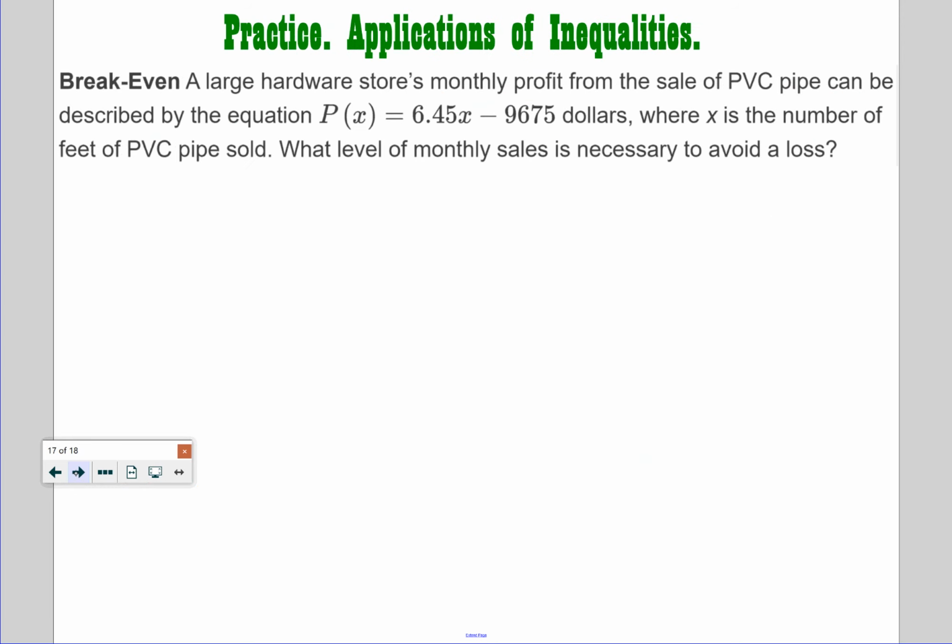Let's do one more together. And this one, we're just going to set up the problem, we won't solve. A large hardware store's monthly profit from the sale of a PVC pipe can be described by the equation P of x, remember we use that for profit a lot, equals 6.45x minus $9,675, where x is the number of feet of PVC pipe sold, and of course P again is the profit. What level of monthly sales is necessary to avoid a loss?